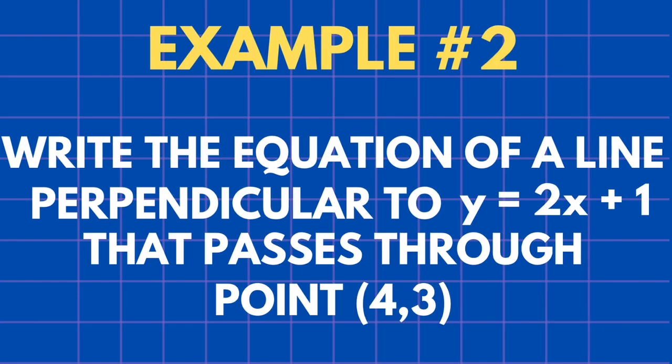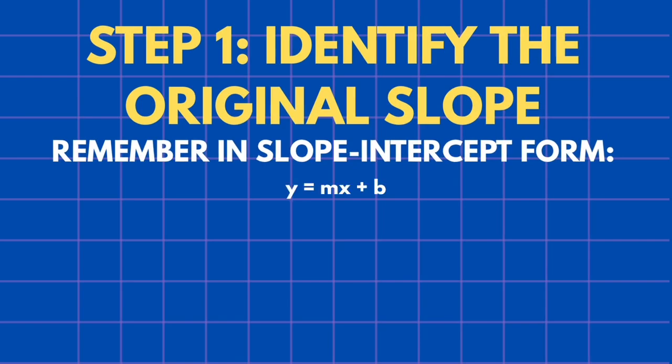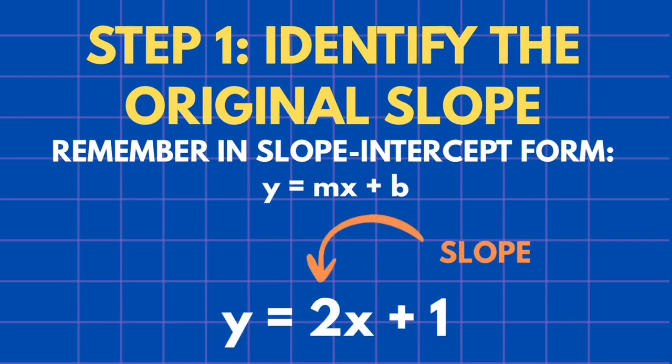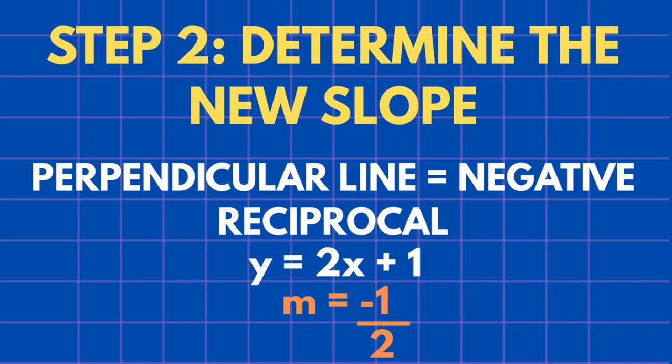Let's take a look at an example. Write the equation of a line perpendicular to y equals 2x plus 1 that passes through the point (4, 3). Step 1 is the same as before. We find our original slope, which in this case, m equals 2. Step 2 is a little different. To find the perpendicular slope, we need to find the negative reciprocal of our original slope. In this case, we would get negative 1 over 2.